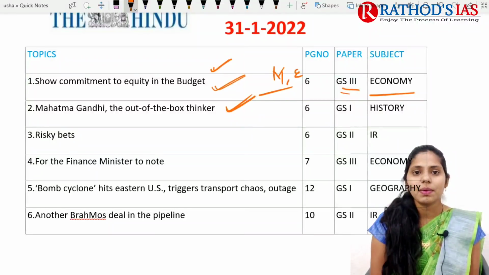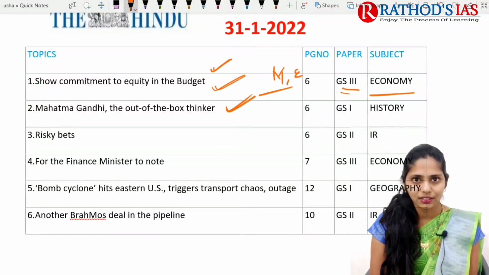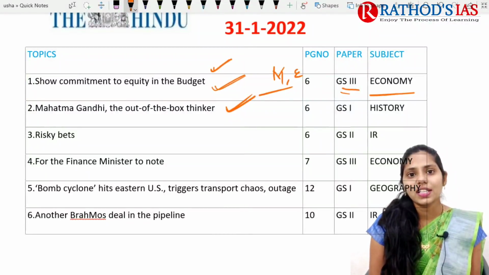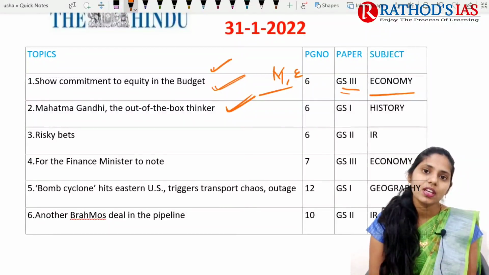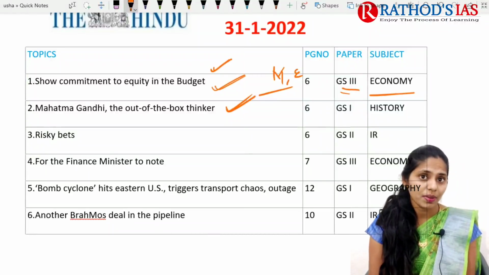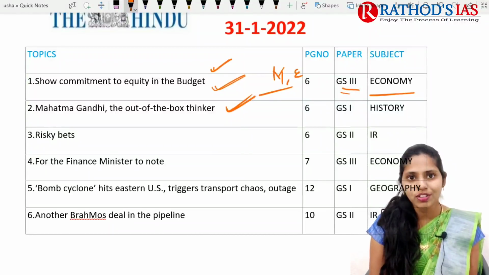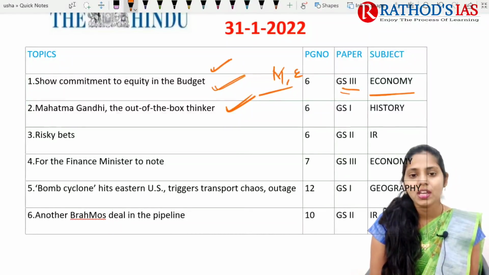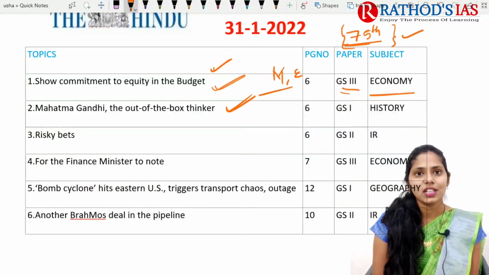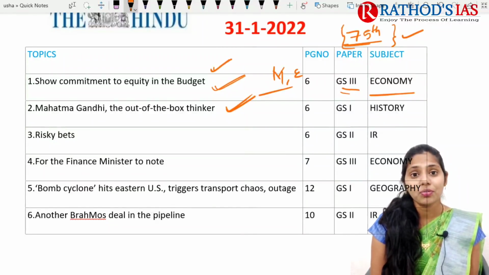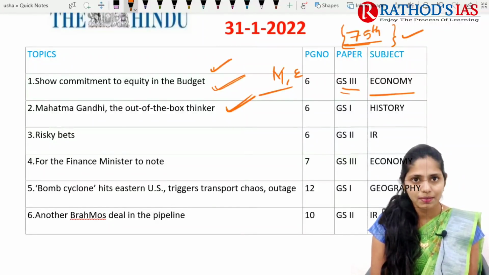And next topic it is about Mahatma Gandhi, the out-of-box thinker. So actually this topic is mainly talking about the ideologies of Mahatma Gandhi. Because of this, this topic is important from your history point of view, which mainly comes under GS paper 1. And actually this year we are going to celebrate the 75th year of our independence. So the Indian freedom struggle will be a very important topic for this year's prelims.